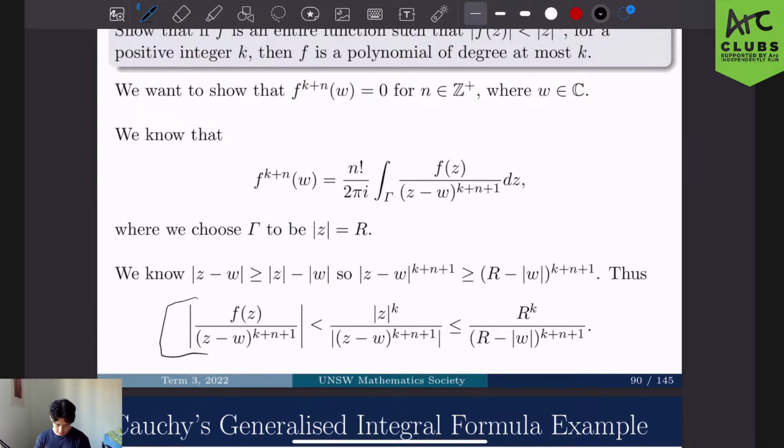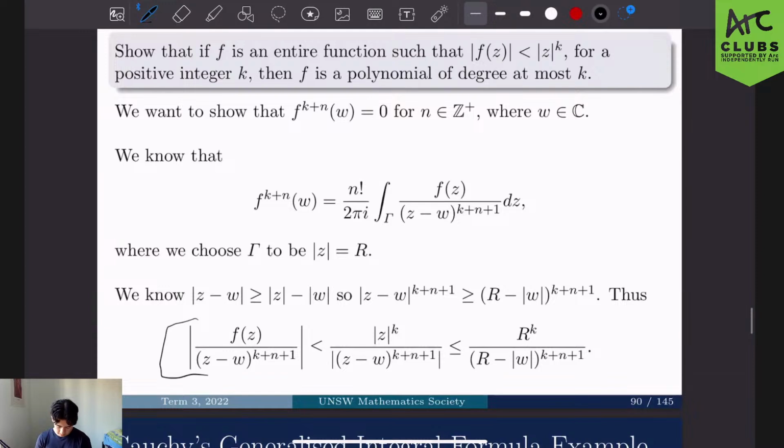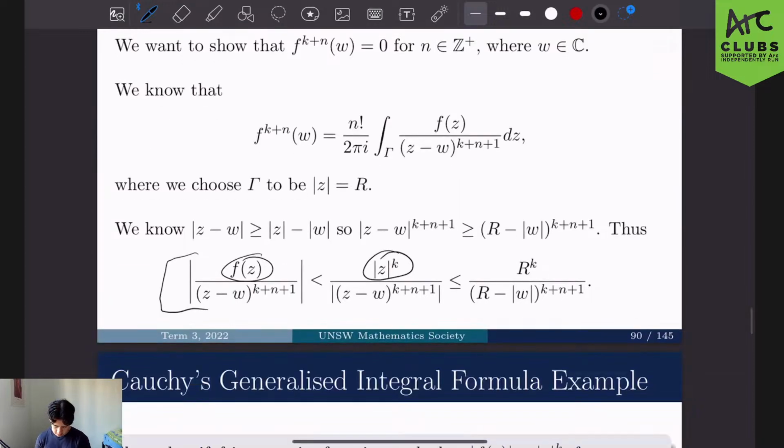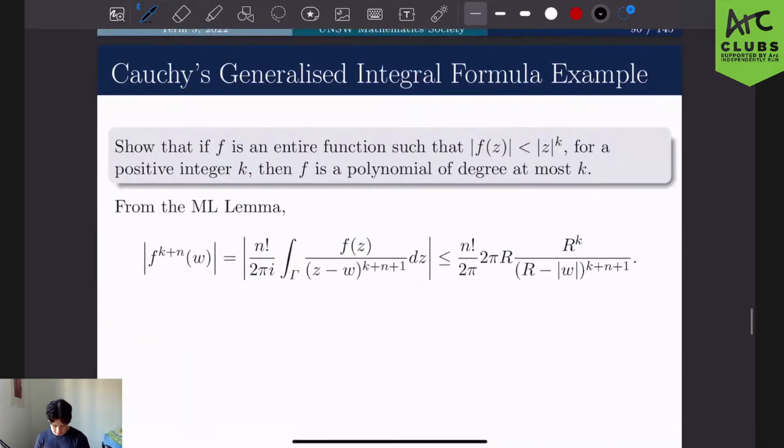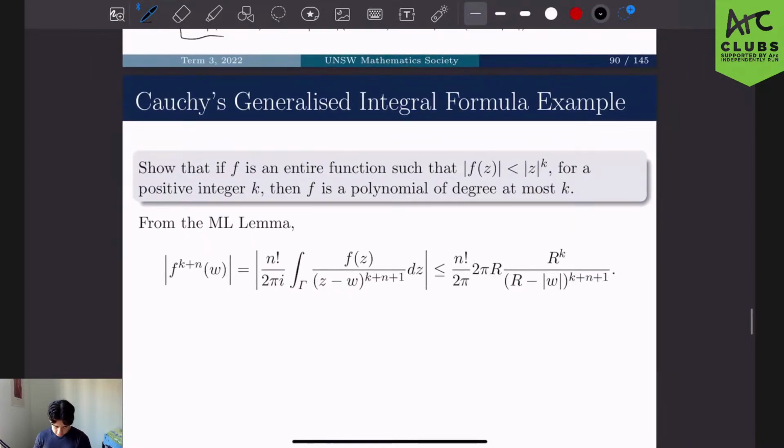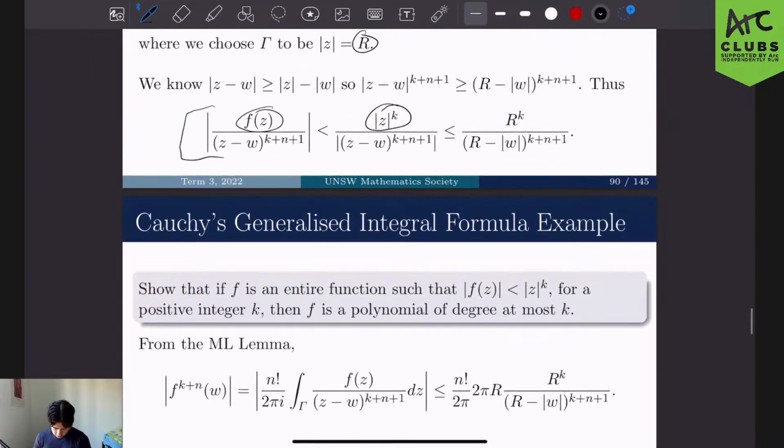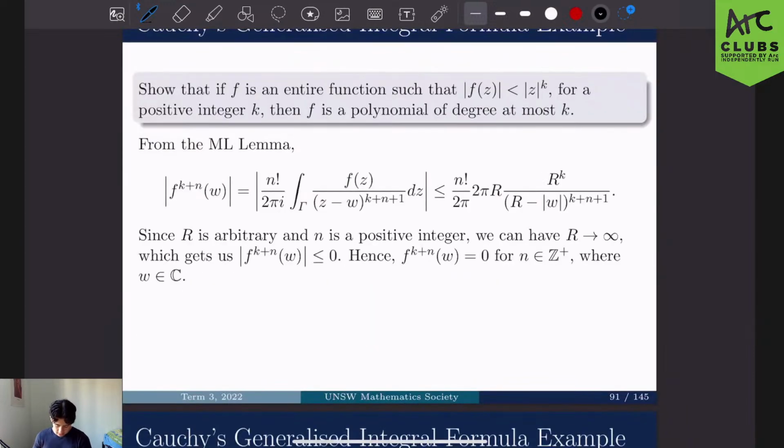And now we can consider that from the question, f of z is going to be less than the modulus of z to the k, so this will satisfy here, and then we can also substitute in r again. And now from the ML lemma, we just multiplied this by n factorial over 2 pi i. And r is arbitrary and n is a positive integer as defined before.